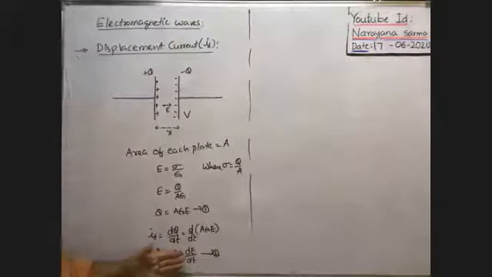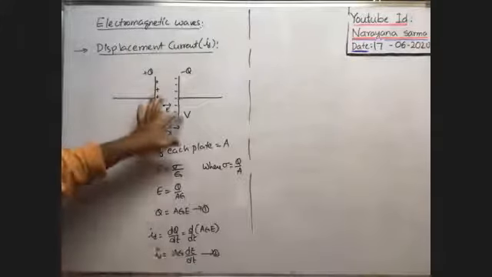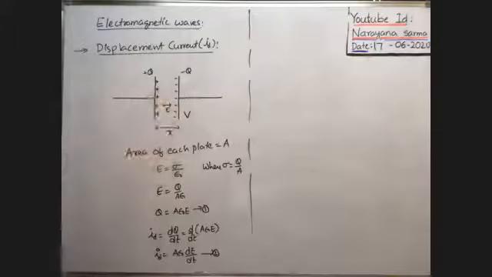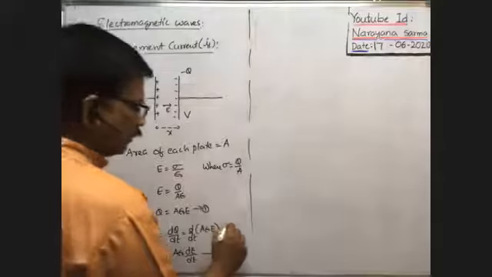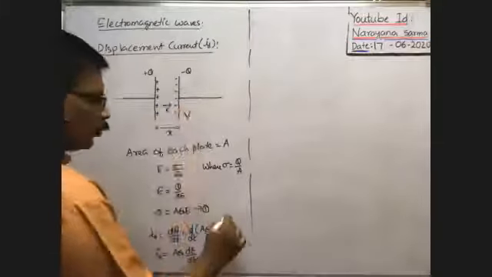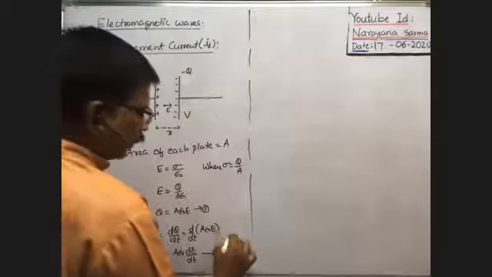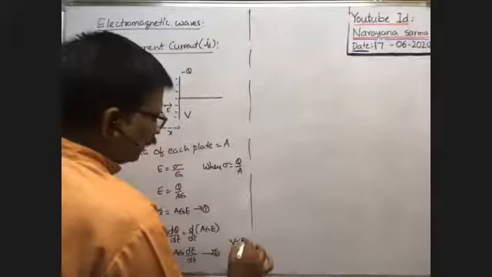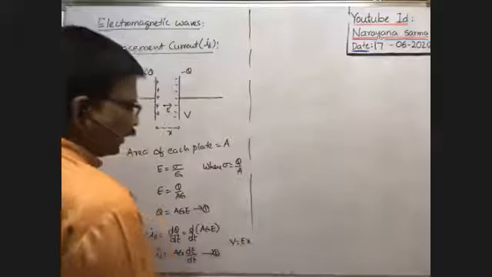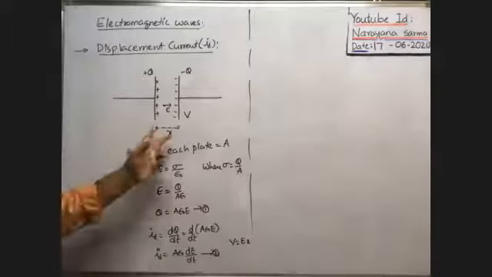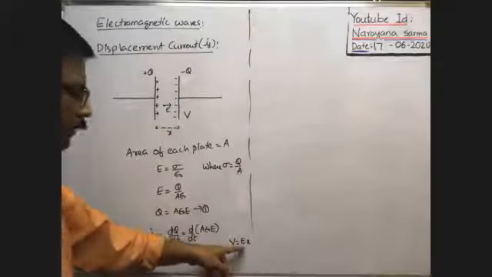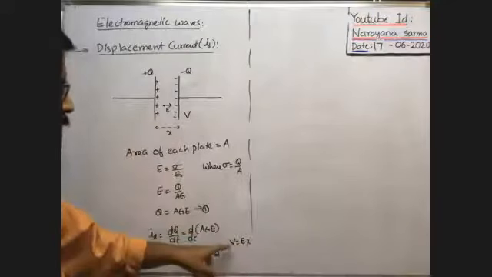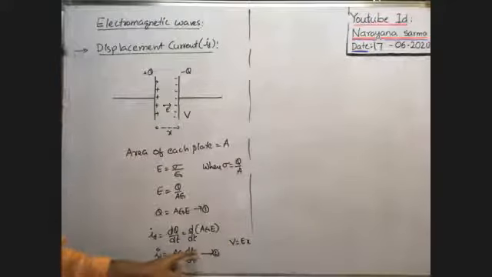Here, from this it is clear that whenever the potential difference between the two plates of the capacitor changes, then the intensity of electric field between the two plates changes, because the potential difference between the two plates V is equal to E into D, where D, the distance between the two plates, is X. When V changes, X does not change, so the intensity of electric field changes. When the intensity of electric field changes, then dE by dt exists. If it exists, then ID exists.